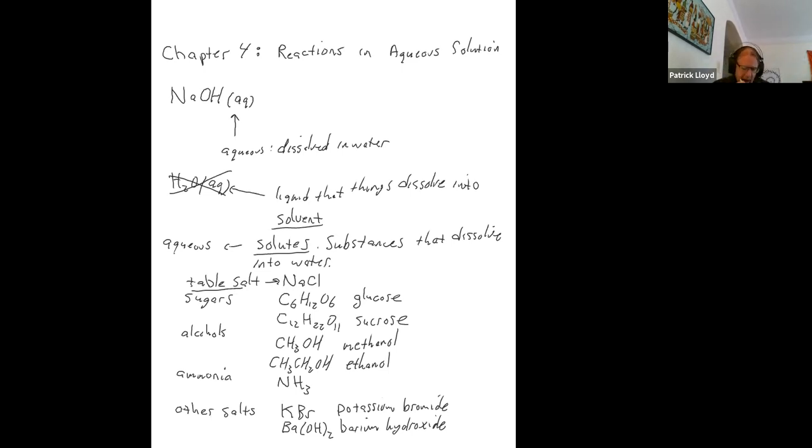So what we're going to do is think of different categories of things that dissolve into water to form solutes. We have sugars, alcohols, ammonia, and then salts. Those are sort of the things. We're going to talk about acids and bases as well, so we'll get into that. So to begin with, let me bring up a problem. Use my mouse.